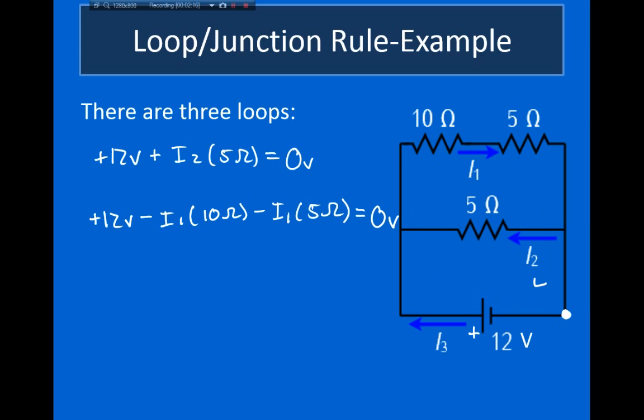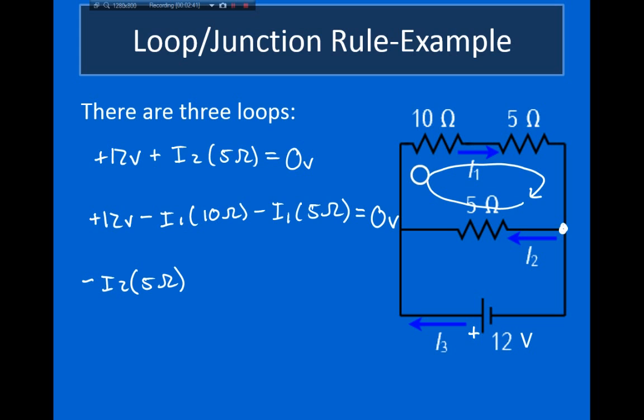And the last loop that we could look at is I could just go around this top part of the loop right here. So let's go ahead and start from this bottom right corner again. Now, as I go around this loop, I'm going to go through this resistor in the same direction that the current flows, which means I'm going to lose some voltage as I go across this. So we're going to have minus I2 times 5 ohms.